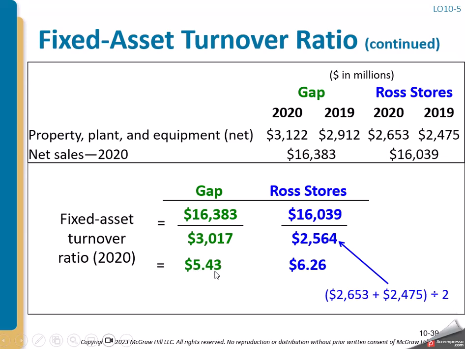So like Gap is turning their fixed assets over 5.43 times, and Ross is turning them over 6.26 times. And that is better. The more often we turn it over, the better.